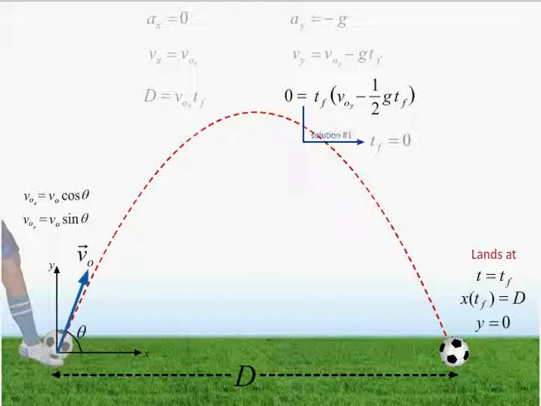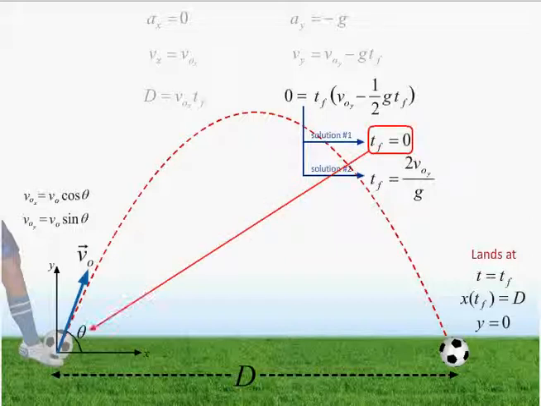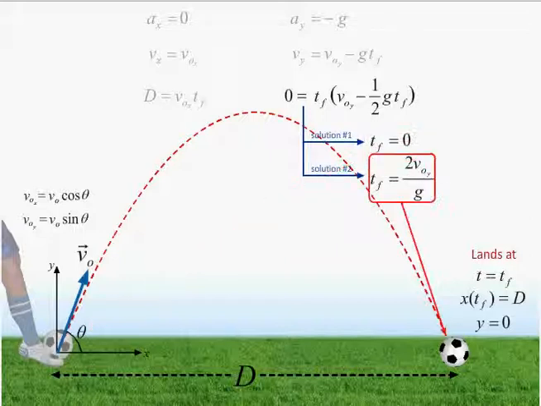One says t sub f equals 0, and the other says t sub f is equal to 2 v naught y over g. These are the times at which the height of the ball was 0. One is when the ball was kicked, t sub f equals 0, and the other is when the ball landed, t sub f is equal to 2 v naught y over g.